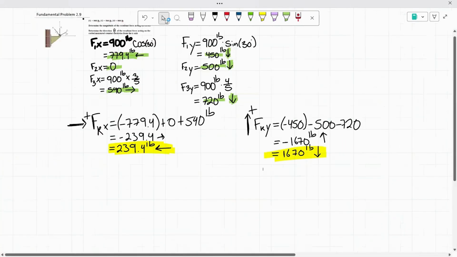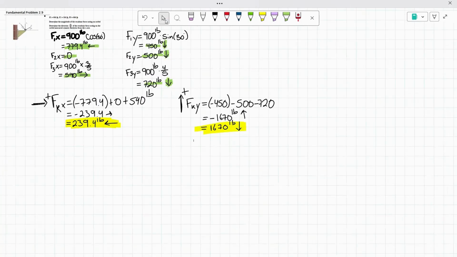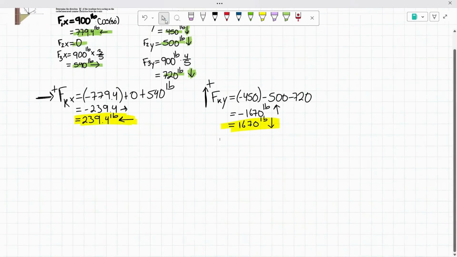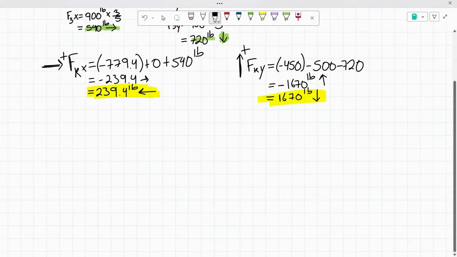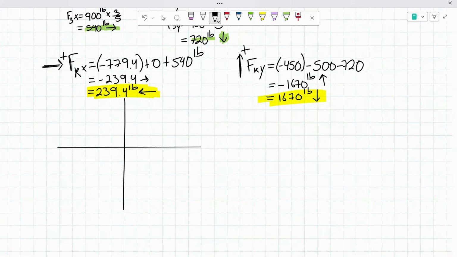So now that we have both of our net horizontal and net vertical components, we're going to take these two numbers that we found and sketch them out to help us evaluate for our resultant force. So we're going to draw out our x and y axis to help us visualize this a bit better.